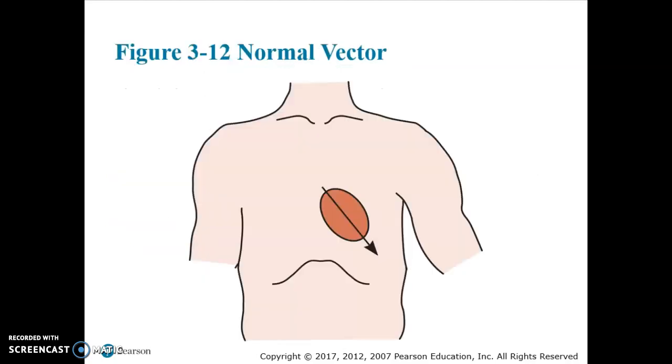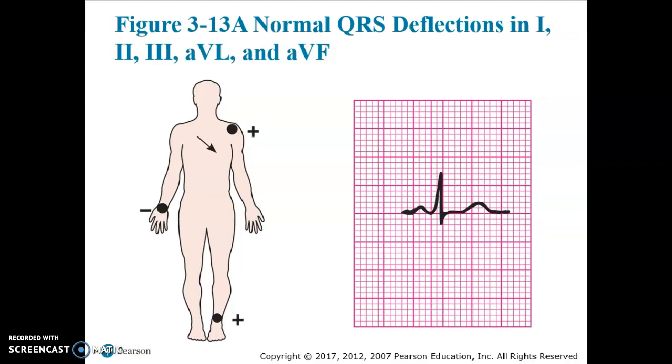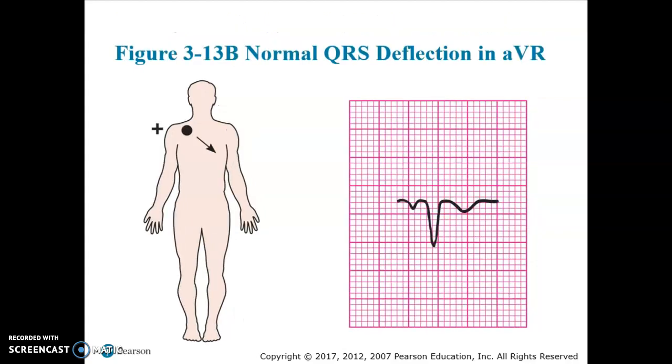So when we're talking about the normal vector, this represents what a normal heart current looks like. It starts in this area of the heart and it travels downward. Again, this is a normal QRS deflection in leads 1, 2, 3, AVL, and AVF. And then we can go on down and look at what it is in the AVR.